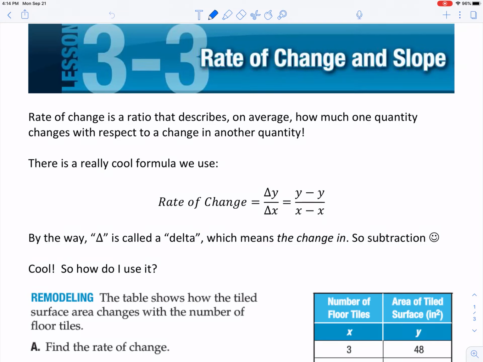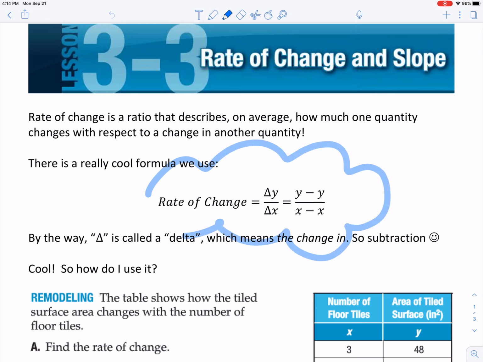Okay, we are skipping 3-2, and we're going to go straight to 3-3, rate of change and slope. This is now where you're going to start seeing a little bit more into the y equals mx plus b, if you've heard that before. But today we're going to only talk about slope. Slope is also known as rate of change, so you can kind of see that written here.